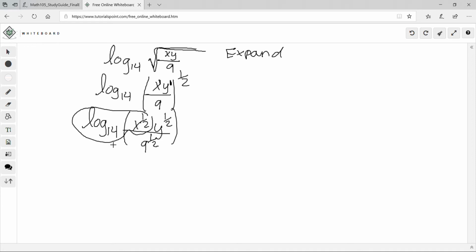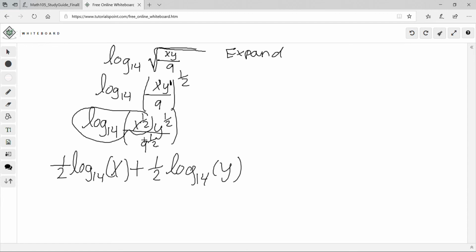Log base 14 of x to the 1/2. Remember, in log rules, whenever you have a power in an exponential, you put it in front of the log. So it's going to be 1/2 log base 14 of x. Now see, this x and y are really close. That means they're multiplying. So when you're multiplying, you're really adding. So it's going to be 1/2 log base 14 of y.